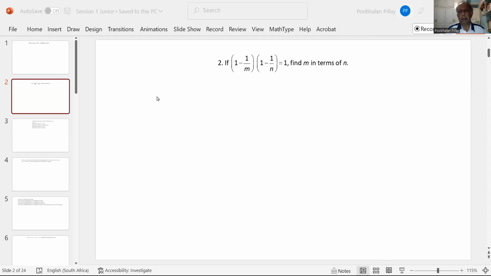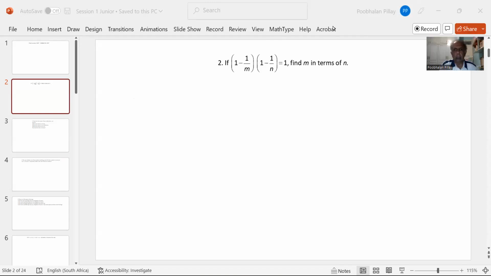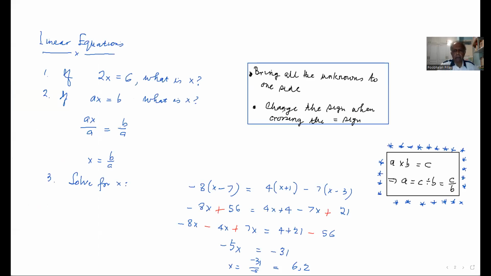The second problem reads as follows. If (1 minus 1 over m) times (1 minus 1 over n) equals 1, find m in terms of n. Right. So before we do that, let's just observe a few things. There are a couple of things I want you to notice, but let's start with this.